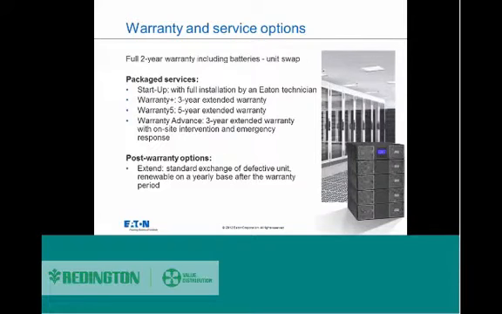Warranty wise, Eaton provides you 2 full years of warranty, including for the batteries, when you buy a 9PX model. You also have an option to extend this warranty to 3 years or to 5 years, based on what your customer would need or require.